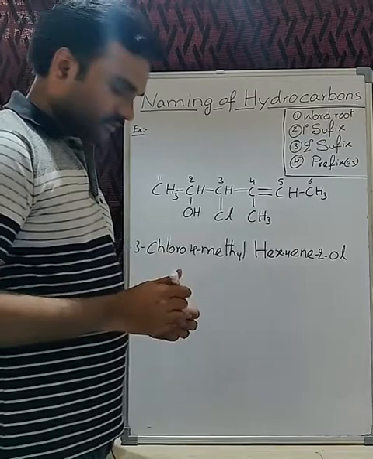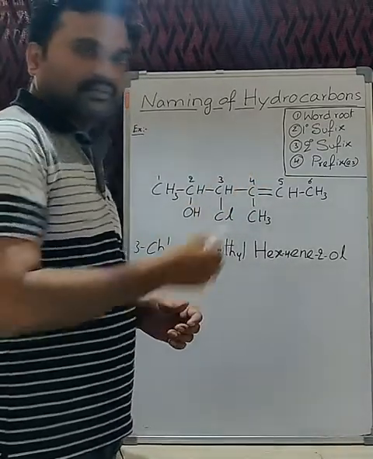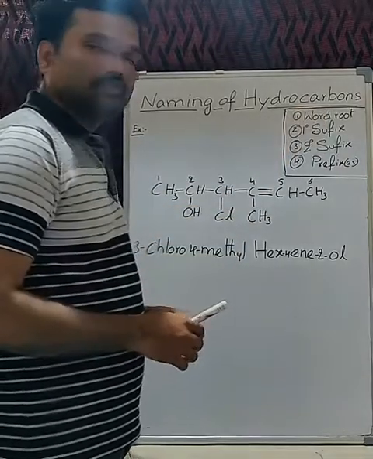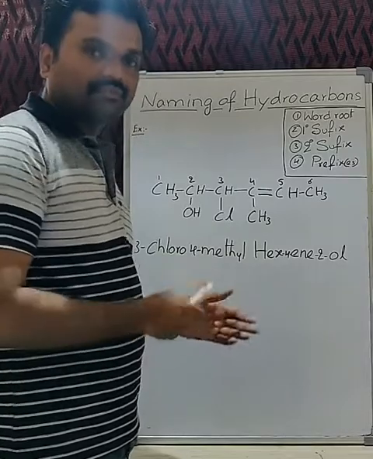In this way, by dividing the name of any compound into 4 parts like this, word root, primary suffix, secondary suffix, and prefixes, we can write it very easily.